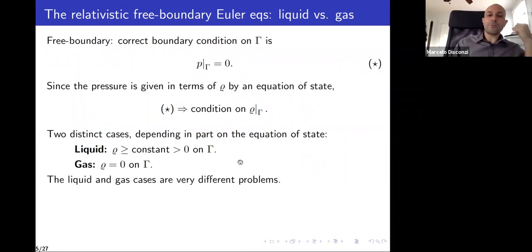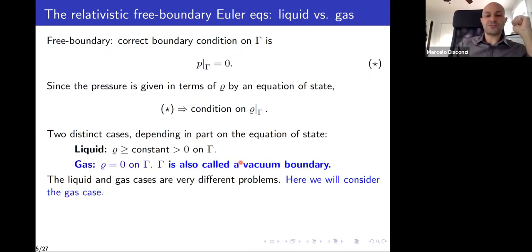And what is important to remark is that the liquid and gas cases are very different problems. So they involve different techniques, different physics. So here we're going to pick one of them. And in this problem, we're going to study the case of a gas. Okay, we're going to focus on the case of a gas where the density vanishes on the boundary. That's a boundary condition that you also have. And in this case, we also call the free boundary a vacuum boundary.